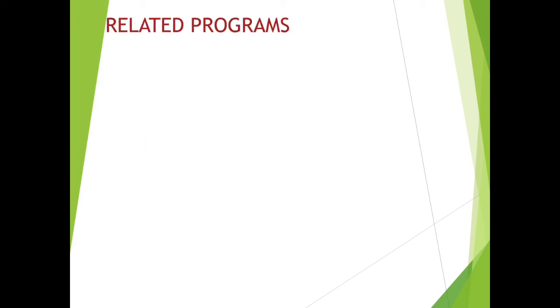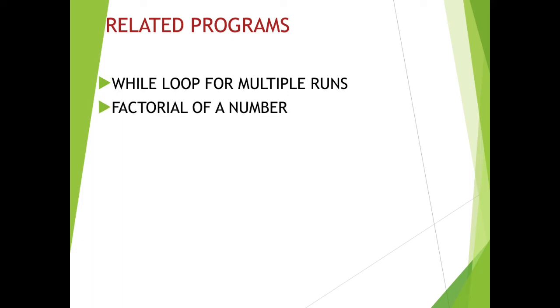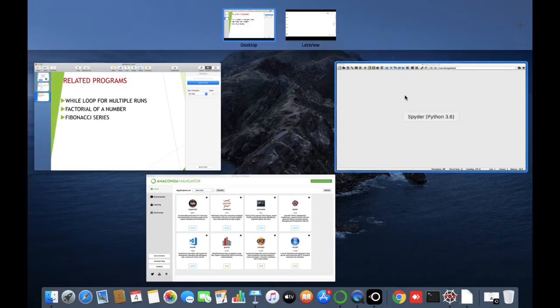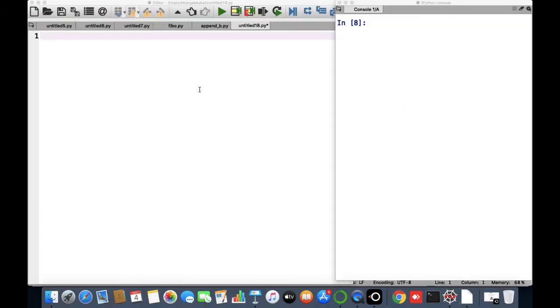So we'll see some programs related to the while loop. Now while loop is basically used for running a program multiple times. We'll see how while loop can be used for running a program multiple times, and then we'll see the factorial of a number using while loop, and finally we'll wind up our discussion with a program on Fibonacci series. So let's see how while loop can be used for running a program multiple times.